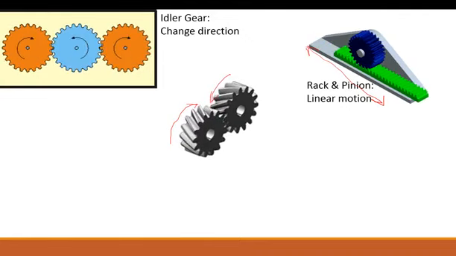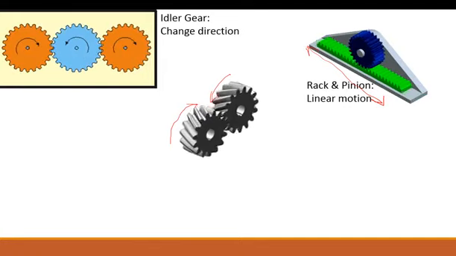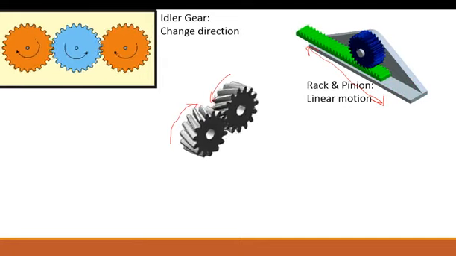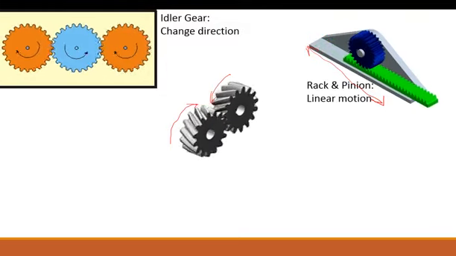And a lot of your steering systems have this sort of system in them. So you've got a gear system that can give you a rotary motion from the steering wheel, and it uses a rack tied into that pinion to give you a linear motion into your steering mechanism.